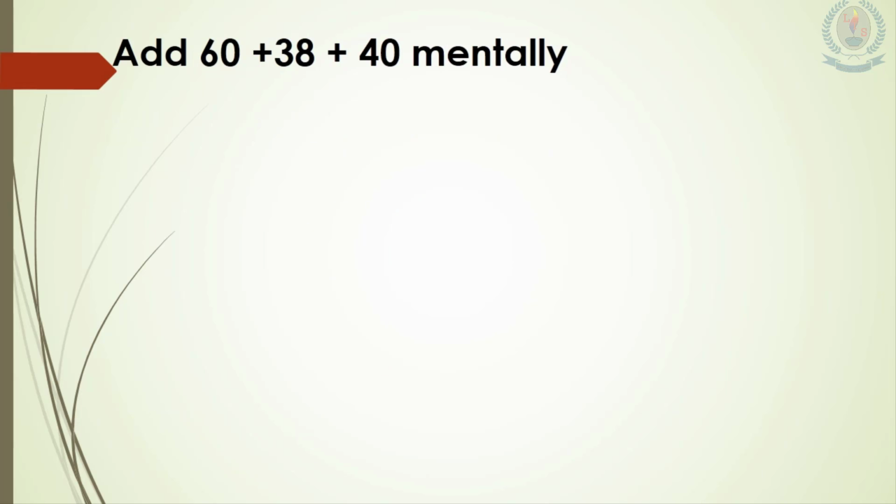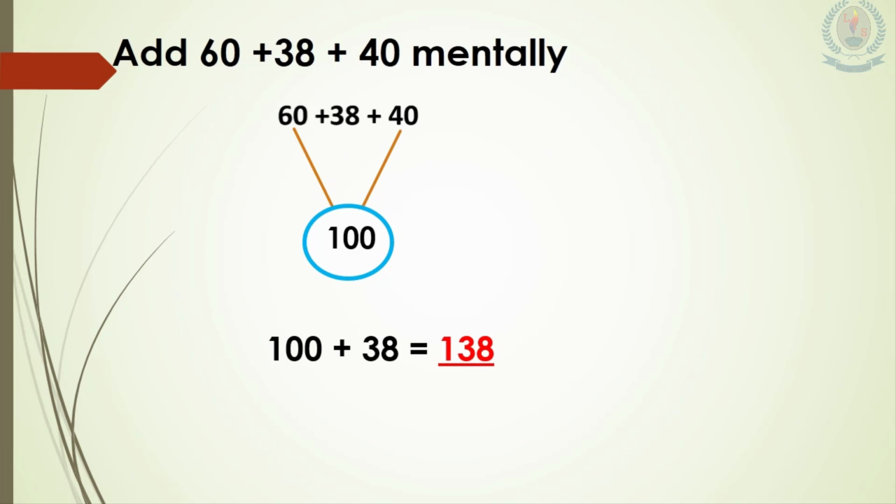Now let's add 60 plus 38 plus 40 mentally. Here you can see there are two multiples of 10 which make 100. They are 60 and 40. 60 and 40 make 100. Then we can add 100 and 38. 100 plus 38, the answer is 138.